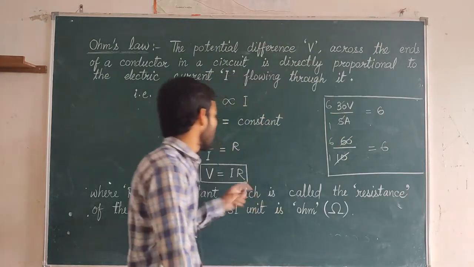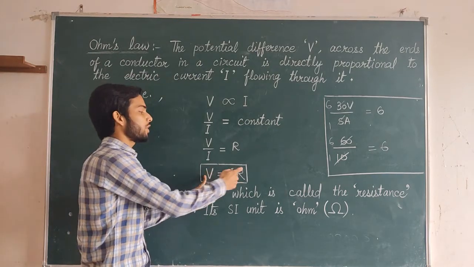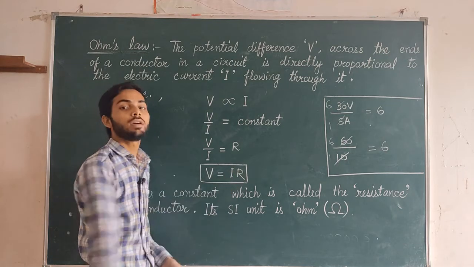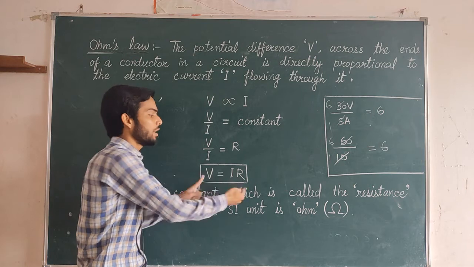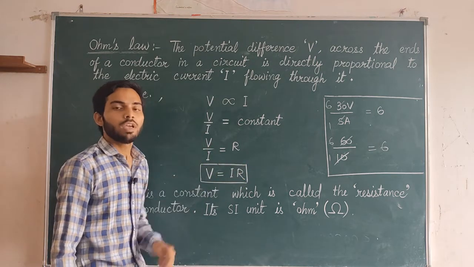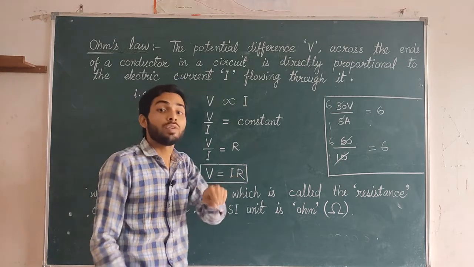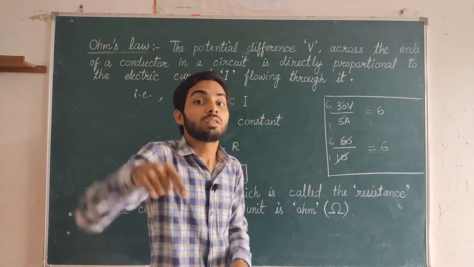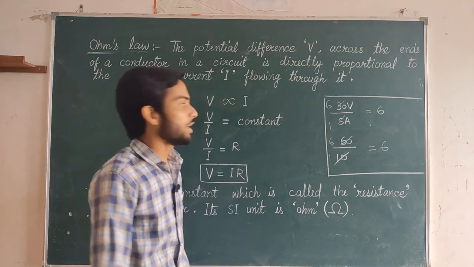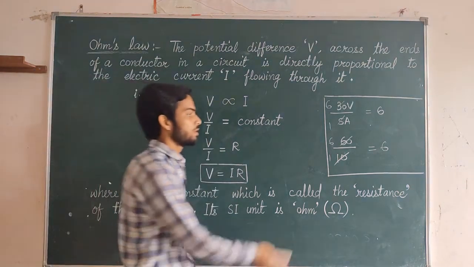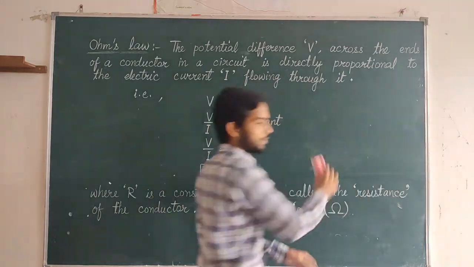From here, if we know any two quantities, either potential difference or resistance, we can calculate electric current, or voltage, electric current, then we can calculate resistance. If we know any two quantities out of these three quantities, we can easily calculate the third quantity, which is unknown. Okay. So my dear students, here are some numerical problems which we are going to discuss.